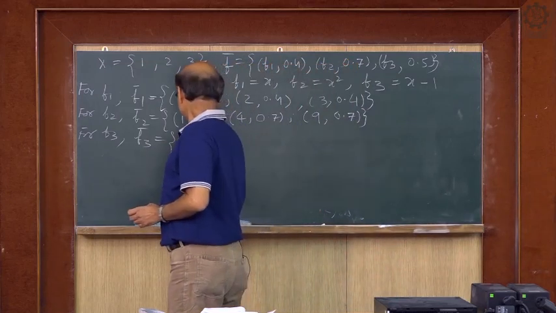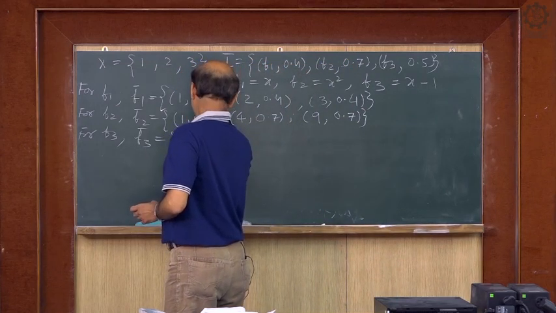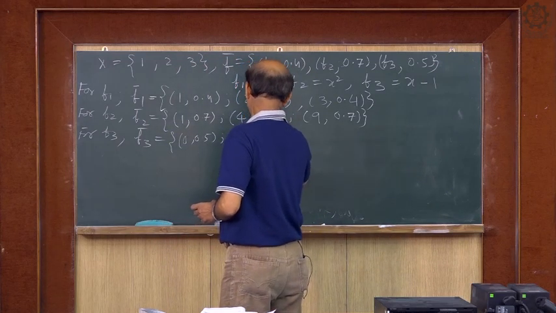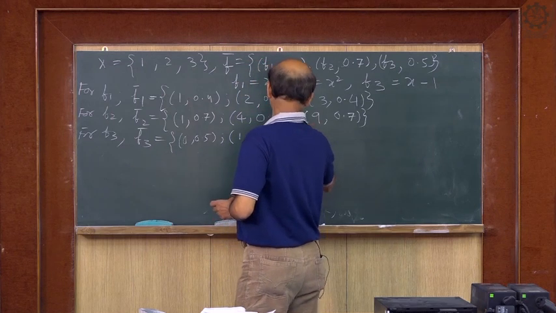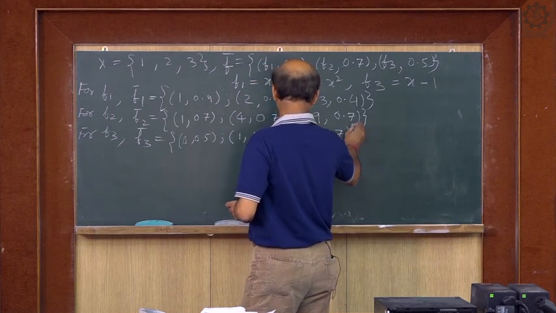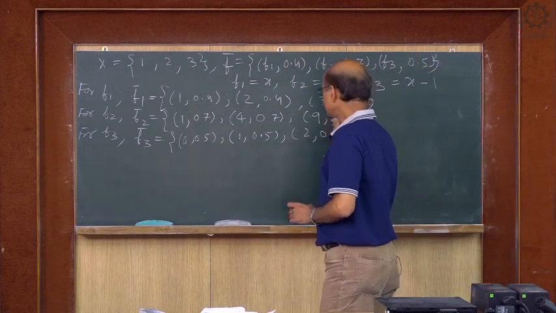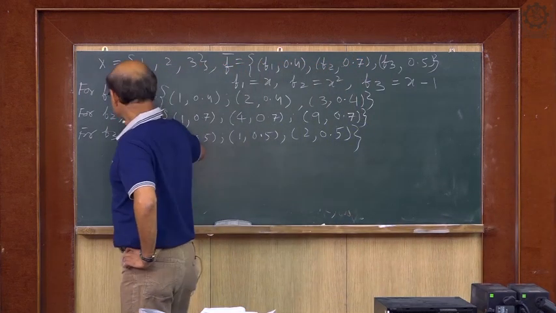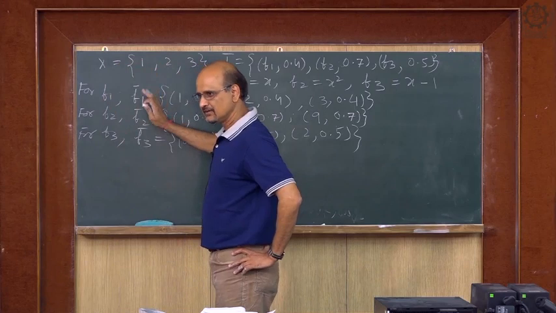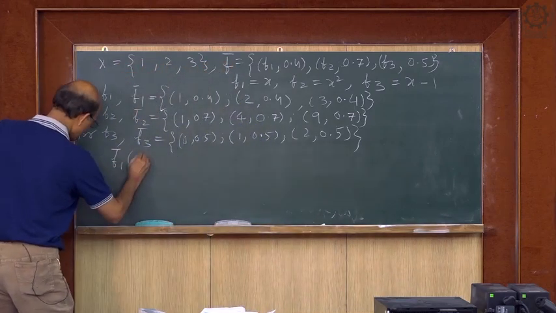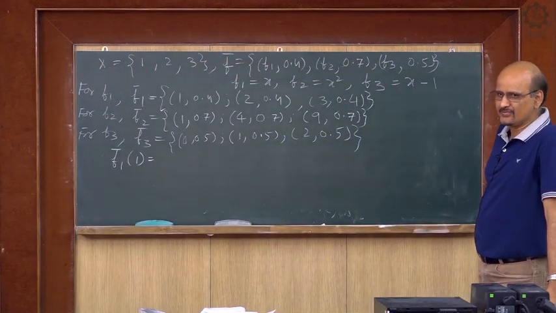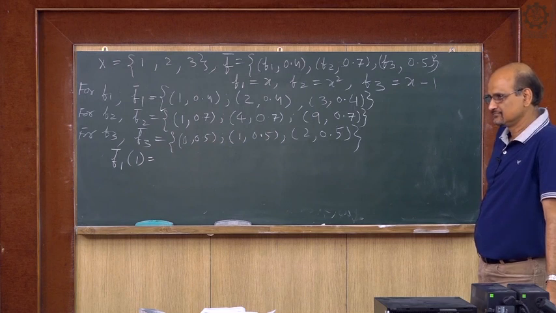F3 bar, it is for f3, I have x minus 1, so it will be what? 0 first, 0, 0.5, then 1, 0.5, then 2, 0.5, sorry. Okay? So, now you can see, these are for f1, f2, f3, this is clear. Now, if I want to write from here f1 bar 1, what will that be? Yes? 0.4.